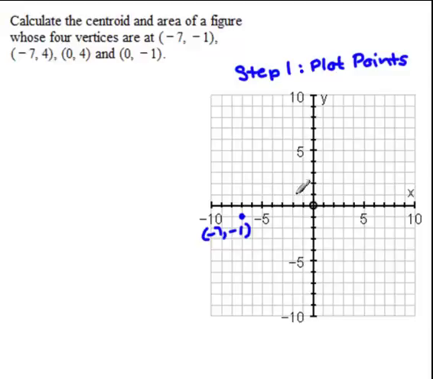(-7, 4) means I'm going to go -7 in the x direction, up +4 in the y direction. (0, 4) means I'm going to go 0 in the x direction and +4 in the y direction. There's the point (0, 4). And (0, -1) means I go 0 in the x direction, -1 in the y direction. And there's our last point. As you can see, these 4 points form a rectangle.